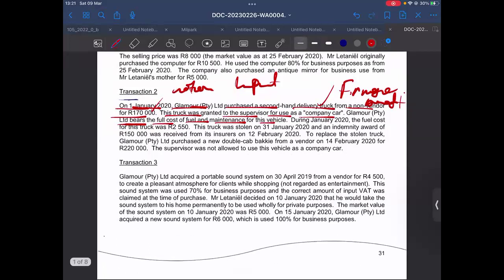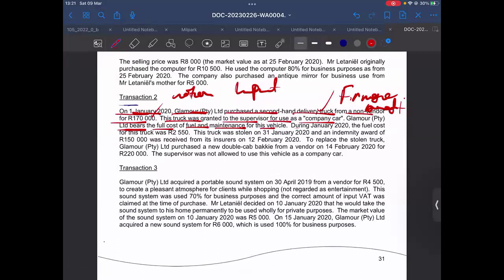Right, we did address this one. Let's continue. During January 2020, the fuel for this truck was 2,500. There is a possible input VAT at how much? It's 0. Why? Fuel is a zero-rated supply. The truck was stolen on 31 January 2020. An indemnity award of 150 was received from the insurance company on 12 February 2020. Again, we have output VAT. To replace the stolen truck, Glama purchased a new double cab bakkie from a vendor on 14 February for 220.